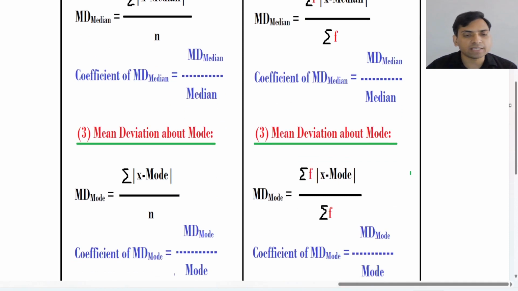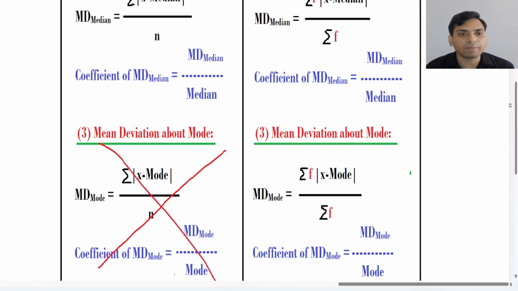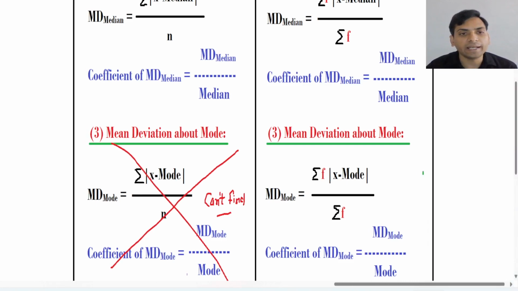Now another one for individual data: mean deviation about mode. As per this concept the formula is this, but one important thing: in individual data there is no mode. That's why this formula is not applicable. This means we can't find mean deviation about mode. Is it clear? Because there is no mode in individual data.